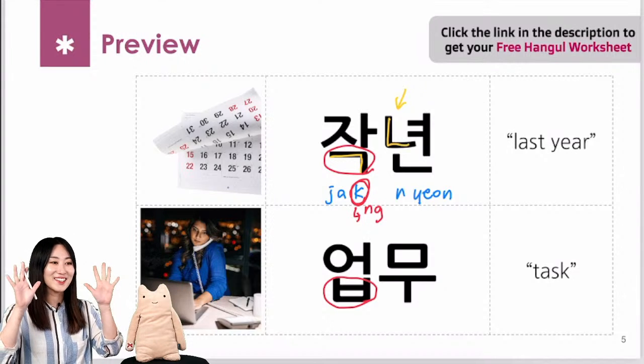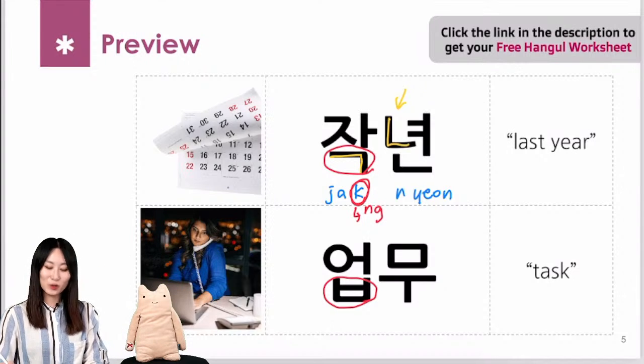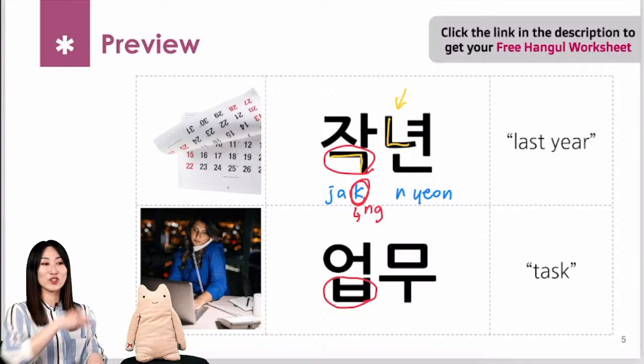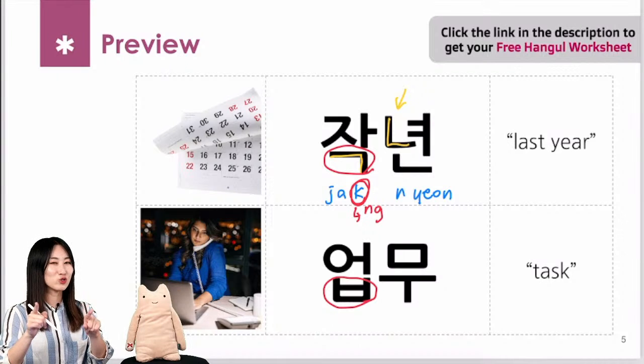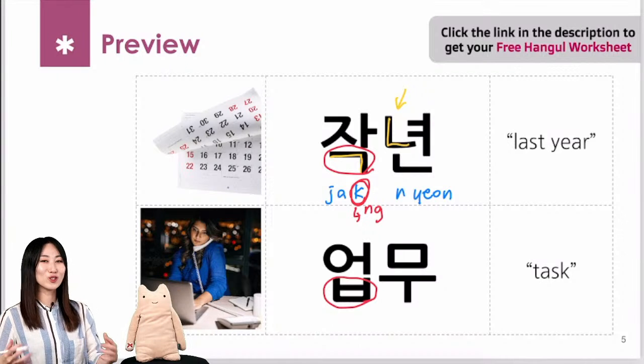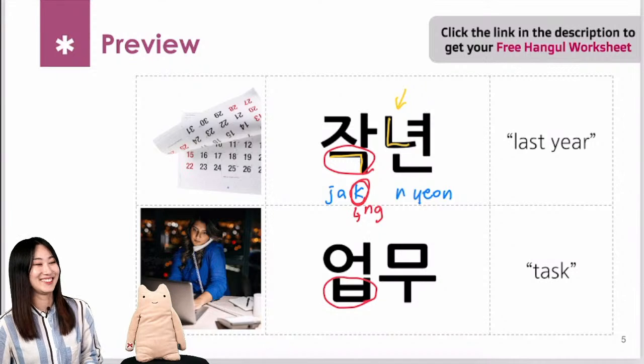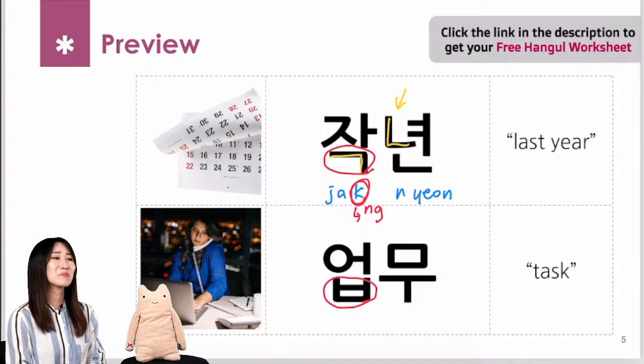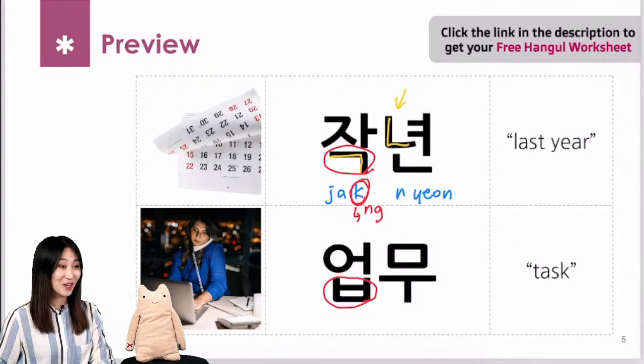So 작년, letter by letter. 작년. However, in real life, we pronounce 작년. 작년 means last year. What did you do last year? 작년에 뭐 했어요? Do you remember? So it's 작년. And Priyanka, thank you for explaining what 받침 is. That's perfect. Very good.